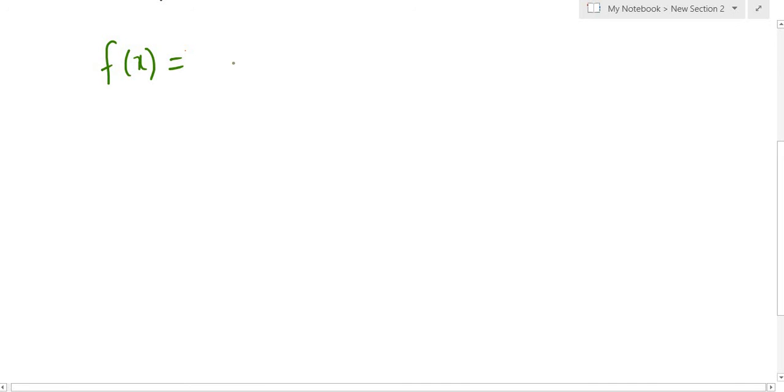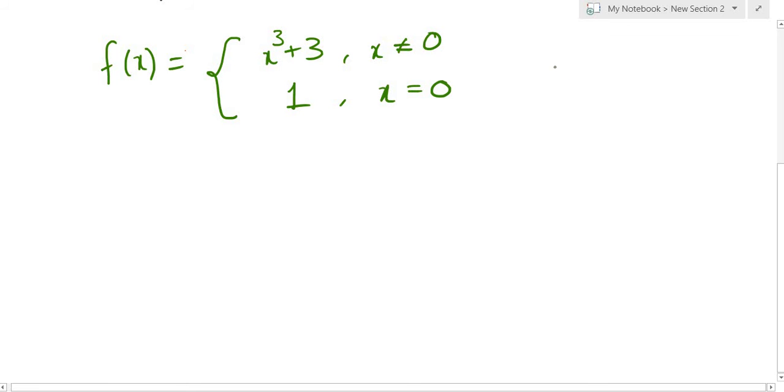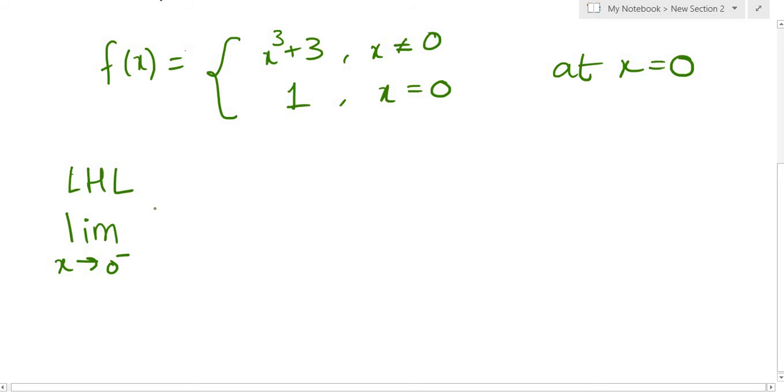So we have f of x equals, this part has most of the piecewise functions, so we're accustomed to it, guys. x cubed plus 3 when x is not equal to 0, and 1 when x is equal to 0. They're telling us to analyze the continuity of the function at x equal to 0. You might have guessed that already. So first off, we start with the LHL, the left hand limit: the limit as x approaches 0 from the negative side. When we are not at 0 but really close to it, we need to apply this part for both the LHL and the RHL, because we are never at 0 when we are taking the limits.